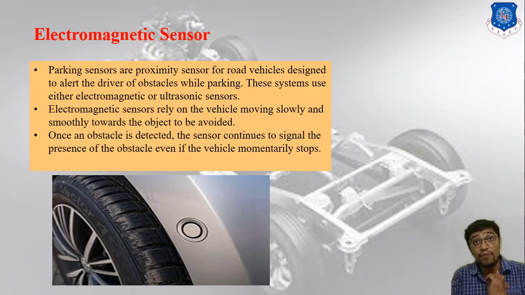First of all, from where it can be implemented. At the rear side, you can implement this particular electromagnetic sensor. And the second one, that is the objectives of the electromagnetic sensor. For parking purposes, for parking sensors, this type of sensor is used, right? So this is the electromagnetic sensor. Now we can talk about the objectives of the electromagnetic sensor. So move forward to the next slide.